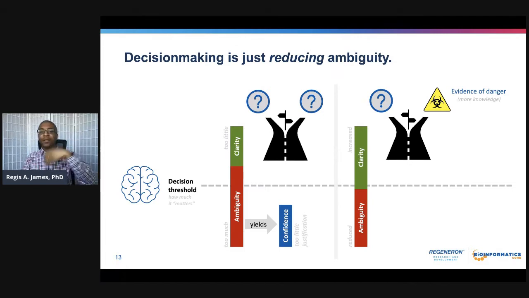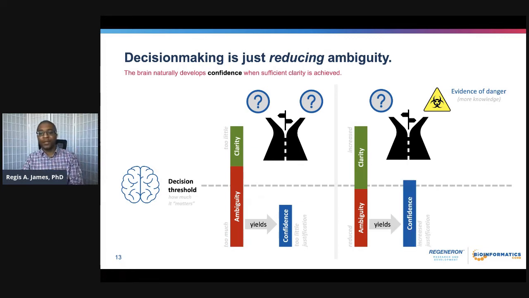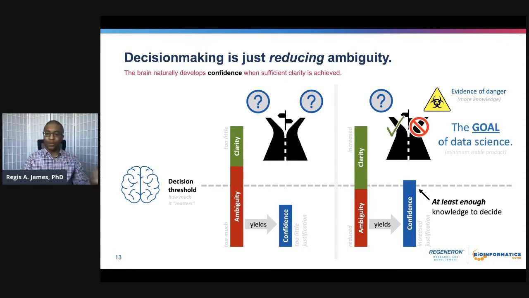then it actually decreases the ambiguity, reduces it, and it increases the clarity, which results in an increase in confidence. So now you have a bit more justification for going down one road instead of another. And this naturally develops, this confidence, when you have sufficient clarity. And so once you have enough confidence to make the decision, at least enough knowledge to decide that you don't want to go down one road, but you do want to go down the right road, you've kind of achieved the goal of data science in a nutshell.